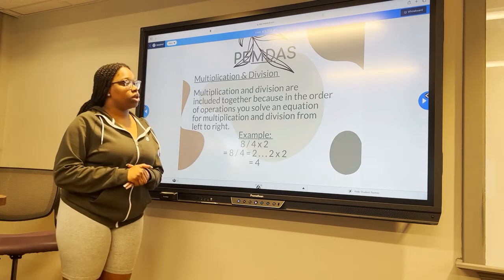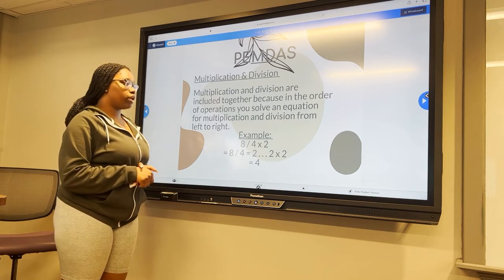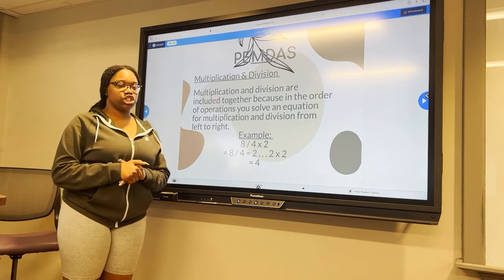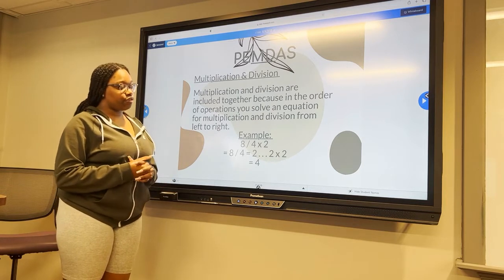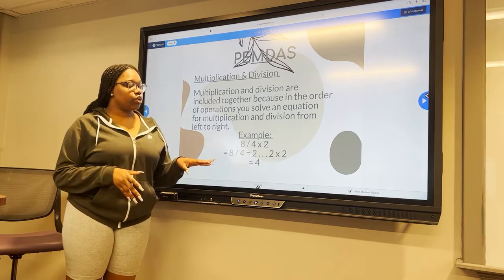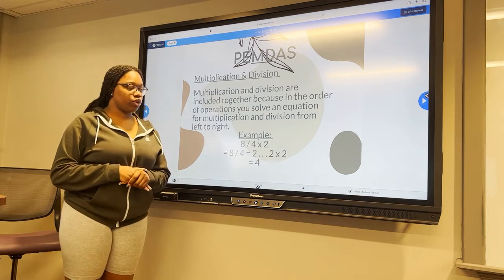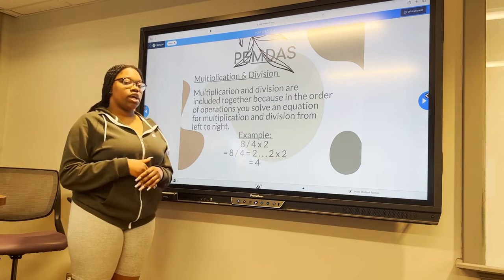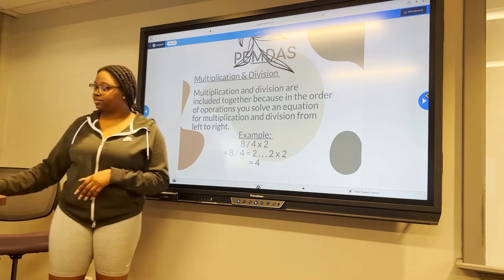Multiplication and division. Multiplication and division are included together because in the order of operations you solve an equation for multiplication and division from left to right. For example, 8 divided by 4 times 2. In the equation you would start left to right, so you would do 8 divided by 4, which equals 2. Bring that down, 2 times 2 gives you your answer of 4.